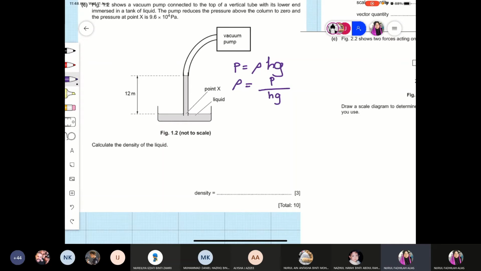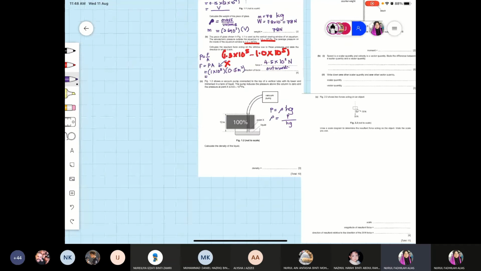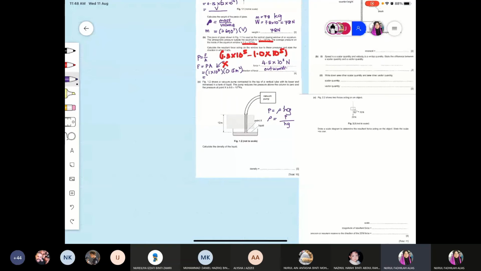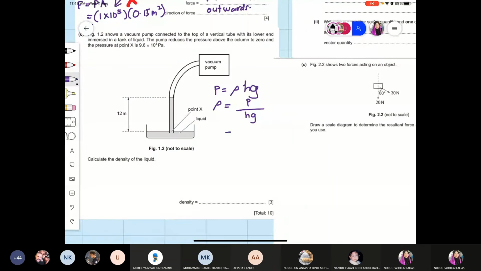Okay, pressure equal to, so dapat 9.6. So where do you get 9.6 to? 9.6 given in the question. Okay, senang saja. Divide by the H. So what's the H? 12. 12. So what's the G? You kena tahu G kita adalah 10 meter.